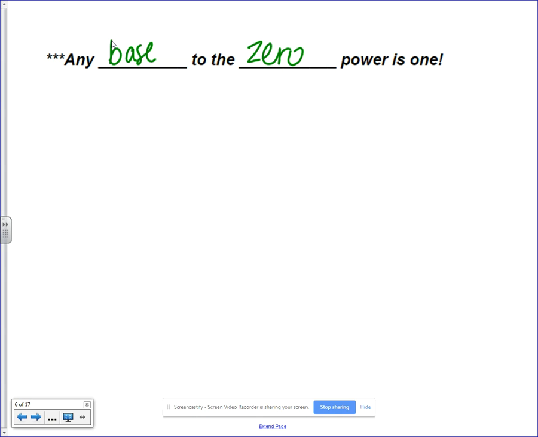What do you get? You get 1. It doesn't matter what the number is. It doesn't matter what the variable is. Anything to the 0 power is 1. Is that okay for everybody? All right, let's try some.